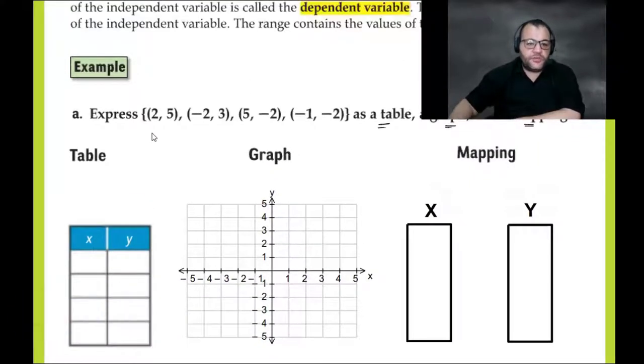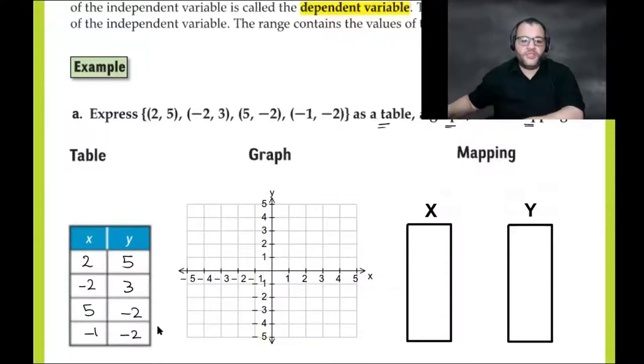So the first ordered pair that we have is 2 and 5. For X, we will write 2, and for Y, we will write 5. The second one is negative 2 and 3. The third one is 5 and negative 2. The last one is negative 1 and negative 2. So that's how we can represent it by using the table.